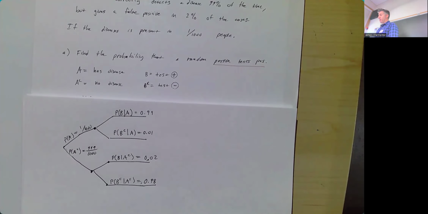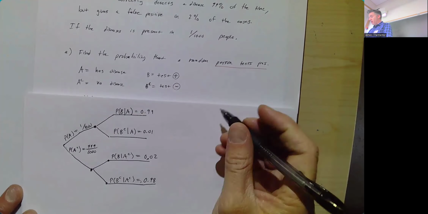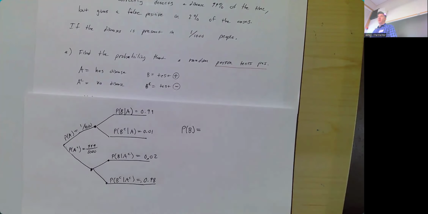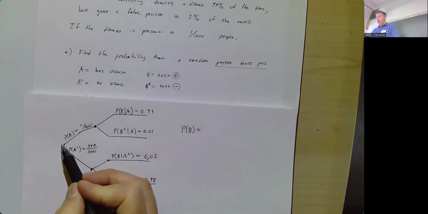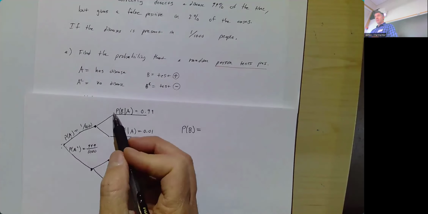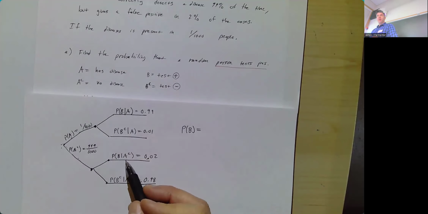Now, if I want to find the answer to this first question, which is what's the probability that a person tests positive, I'm going to find the probability of B. Now, when I'm finding the probability of something, I like to think of it as all the different ways I can get to that end result. Starting here, I can either take this path that goes through A and then gets to B, or this path that goes through A complement and then gets to B.